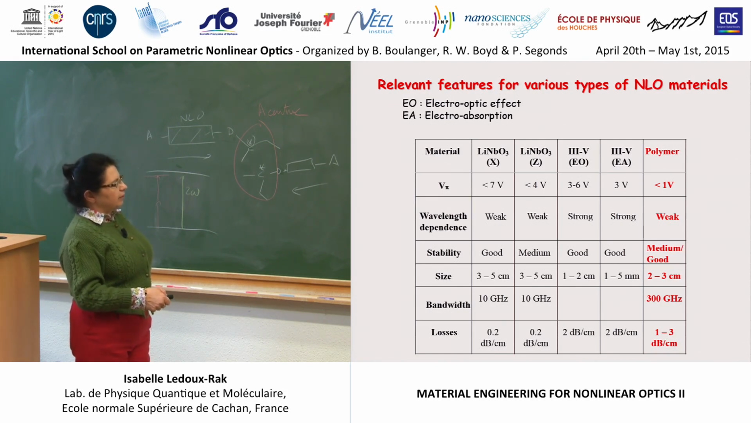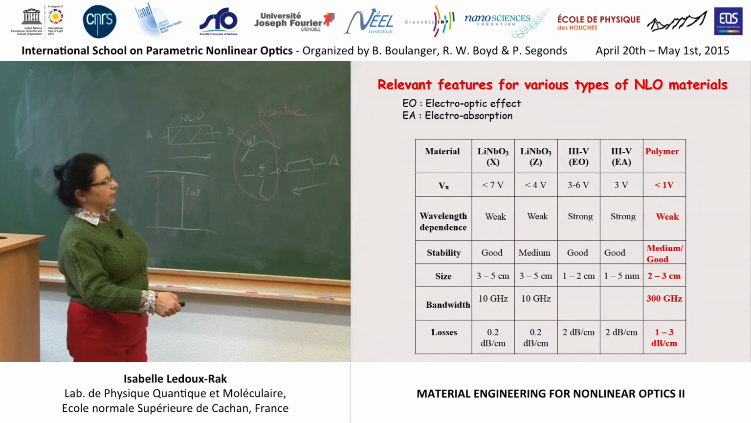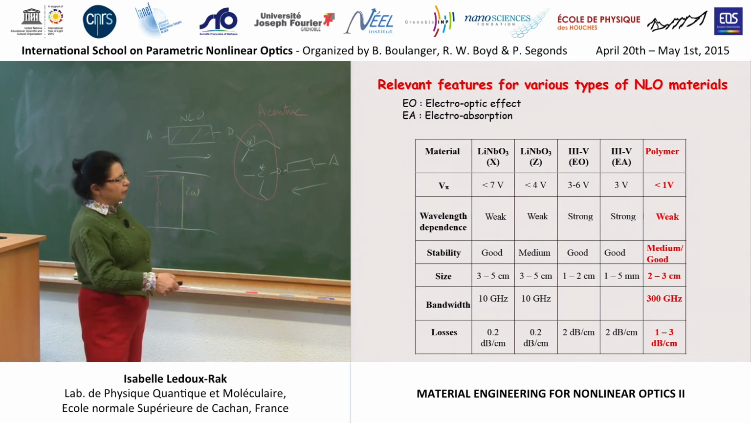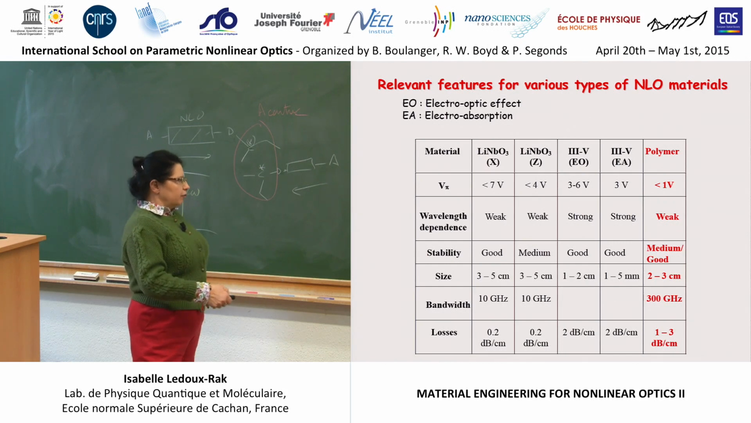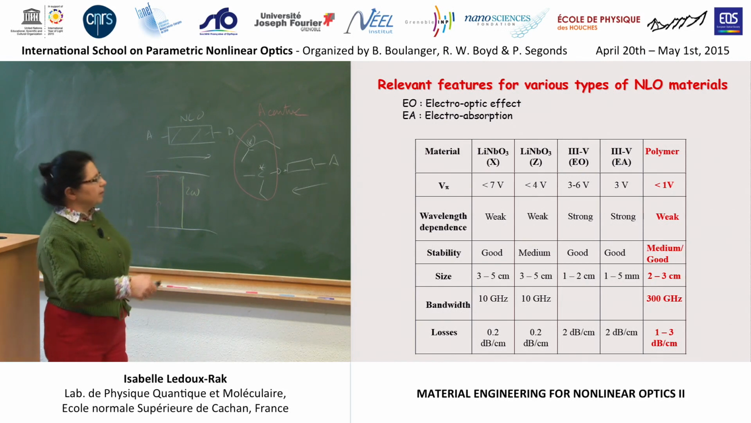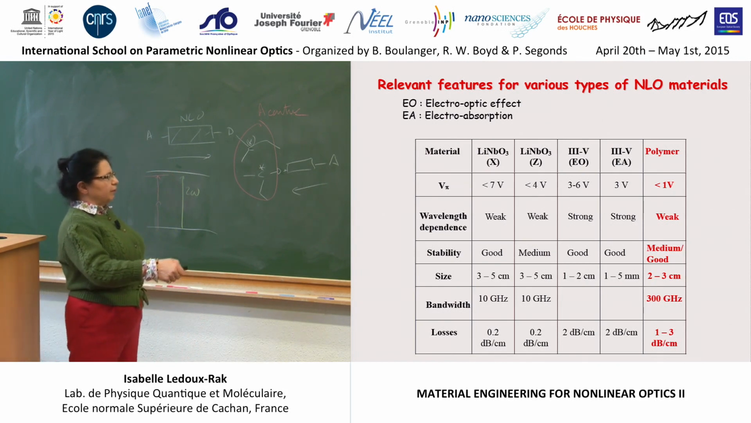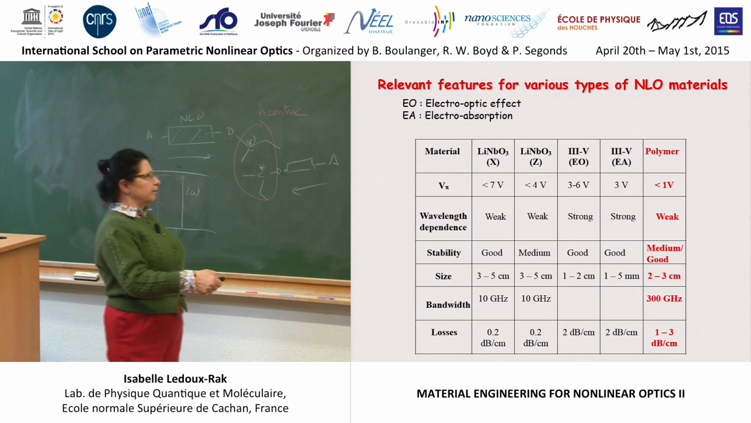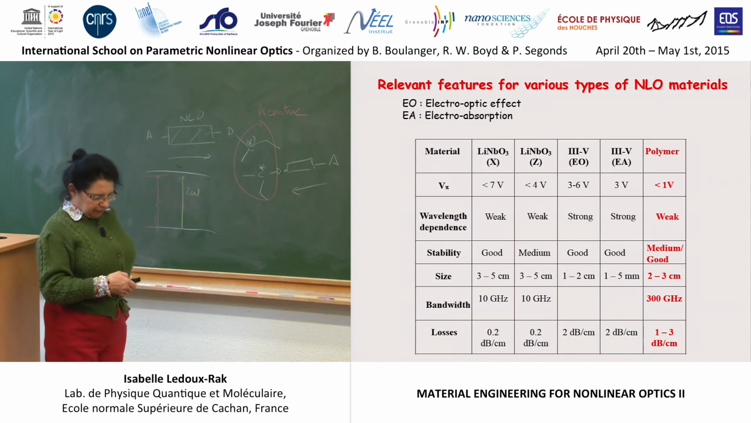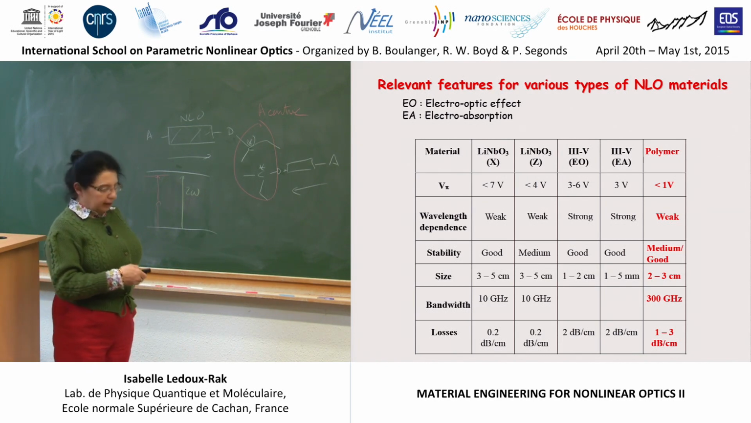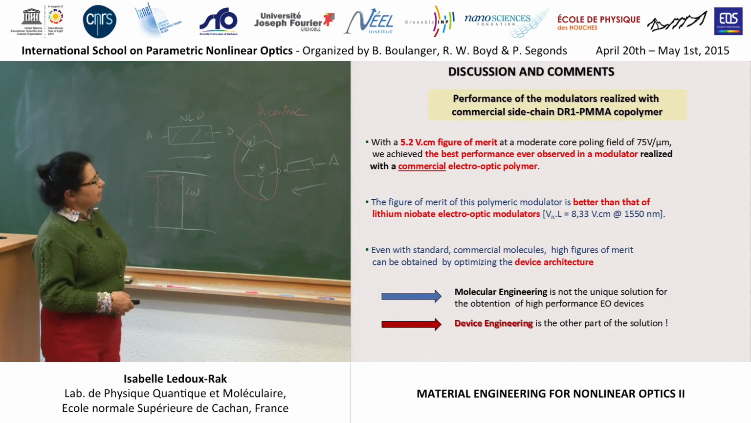So size can be slightly smaller because of this small voltage, and the really important point is the bandwidth, which is really huge. It's 40 gigahertz now, but it's for 300. And losses remain relatively large as compared to lithium niobate. So you can see here that the polymer will really be the only solution when more information transfer is needed at a very high bit rate.